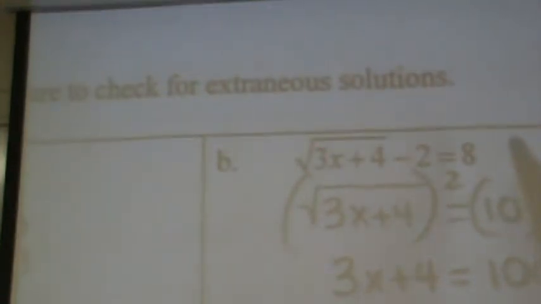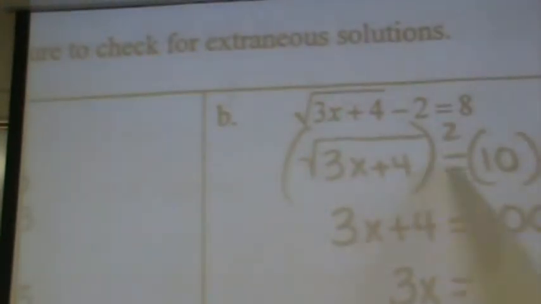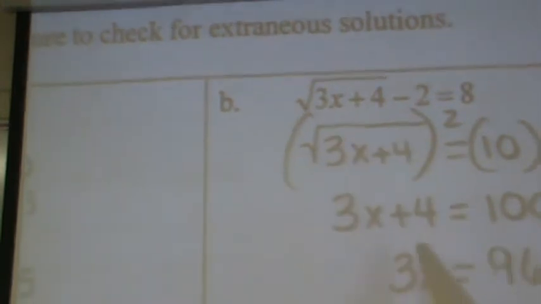For B, you would add 2 to 8, you get 10, and then square both sides. 100 here, drop the radical, subtract 4, divide by 3, 32.